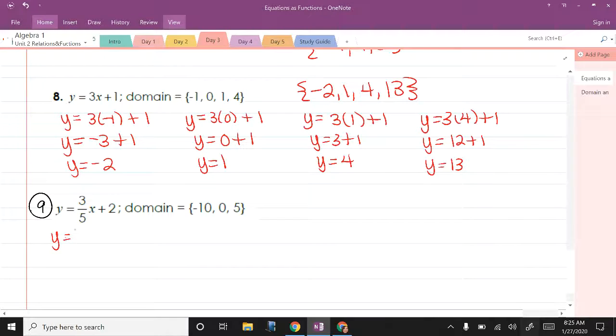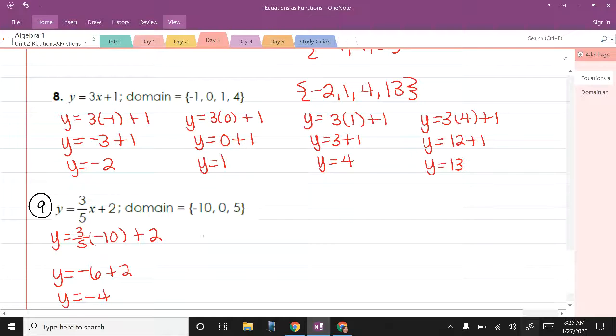So y equals 3/5 times -10 plus 2. Top times big divided by the bottom, right? So multiply first. 3 times -10 is -30, divided by 5 is -6. And then finish it out. What's -6 plus 2? -4. Was that so bad?